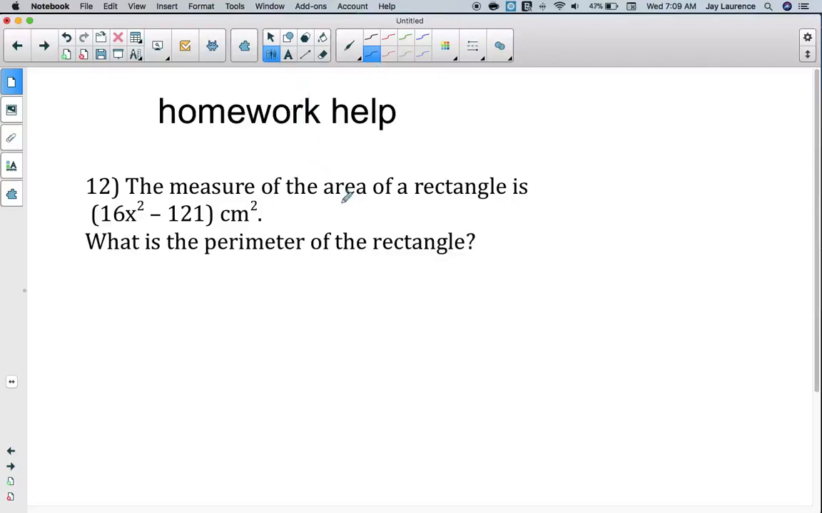All right, so this says the measure of the area of a rectangle is 16x squared minus 121 centimeters squared. What is the perimeter of the rectangle?